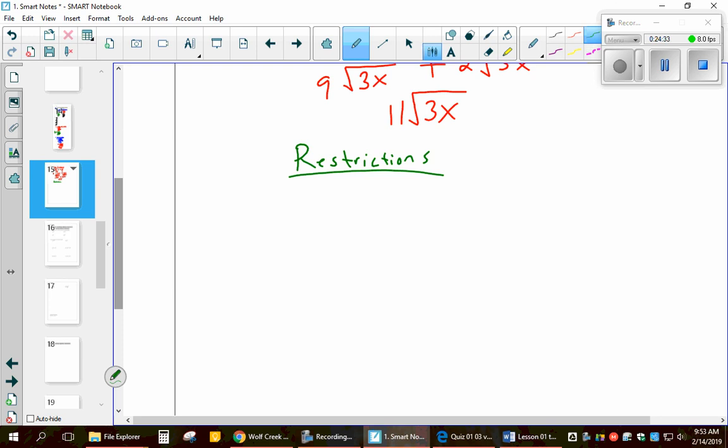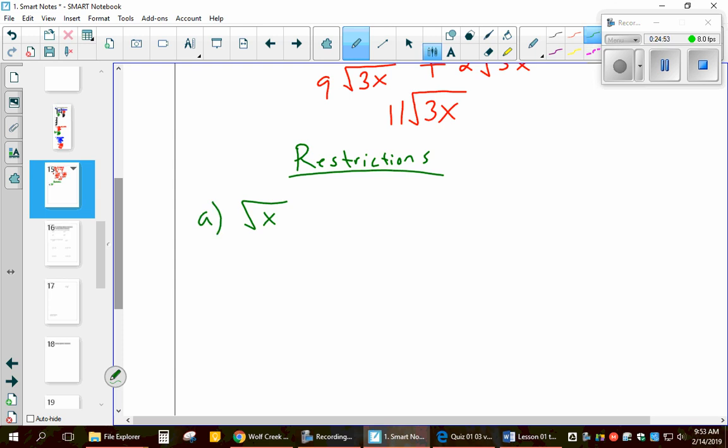Okay, so here's the idea. If I have, let's say, the square root of x, and I want to figure out what that is, so we'll say that's a. We're going to figure out what the square root of x is.